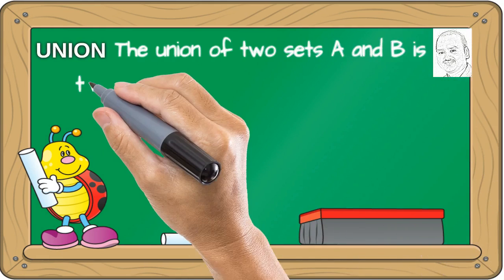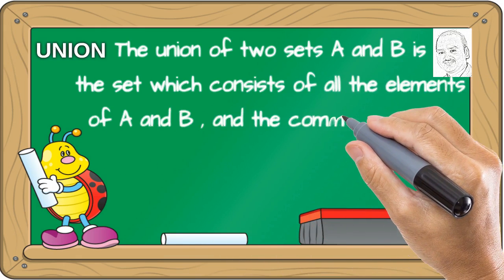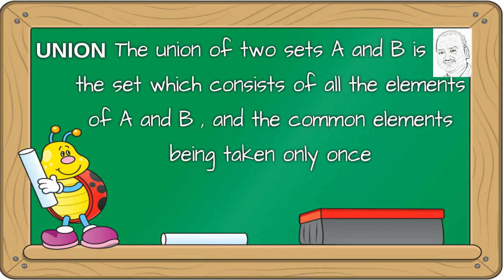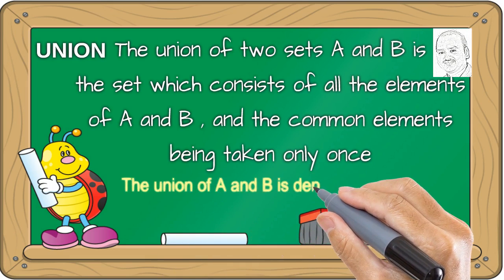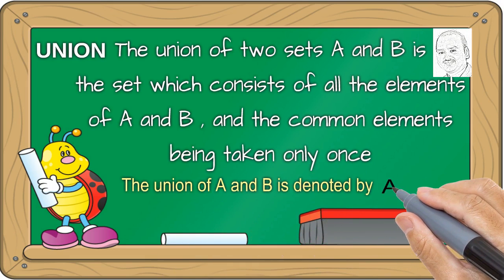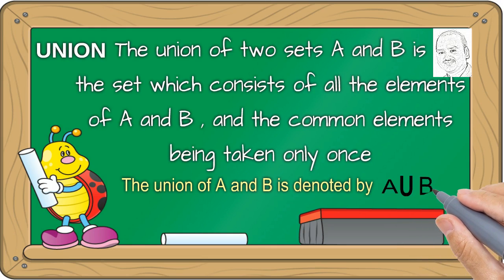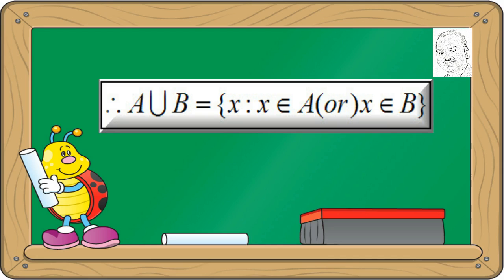Union. The union of two sets A and B is the set which consists of all the elements of A and B, and common elements being taken only once. The union of A and B is denoted by A union B. Therefore, A union B is equal to X such that X belongs to A or X belongs to B.